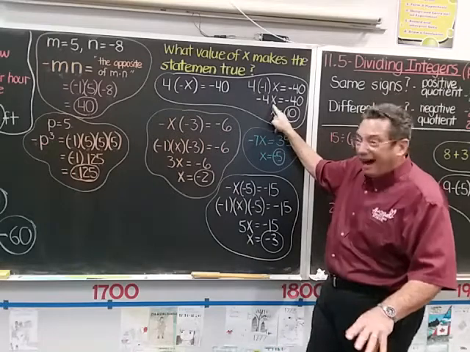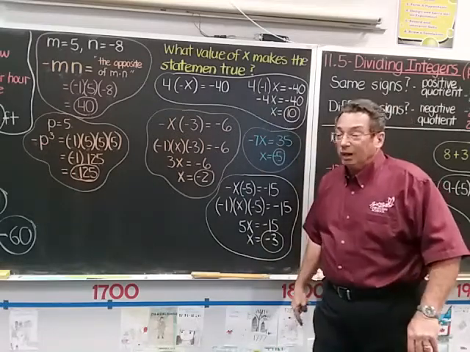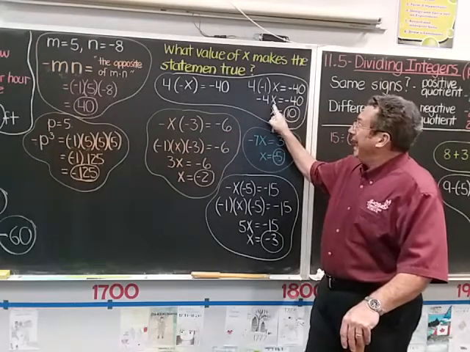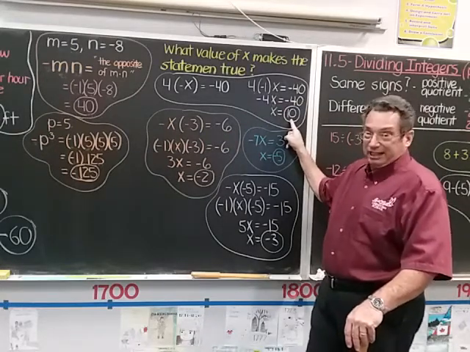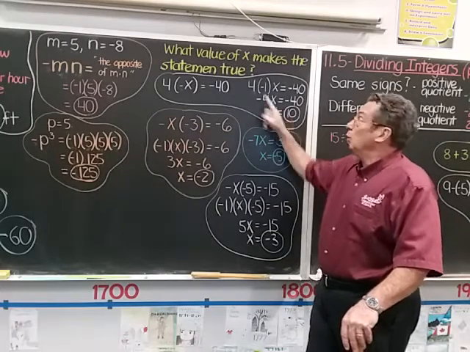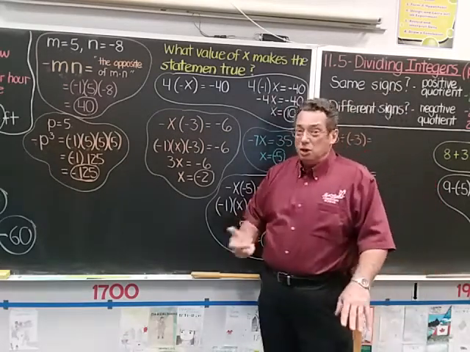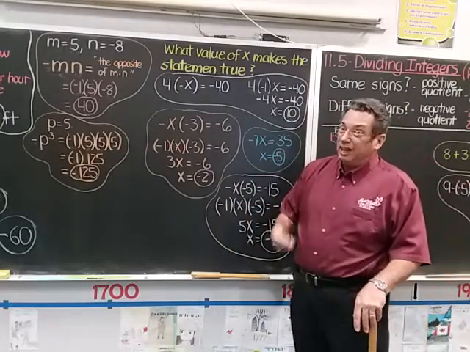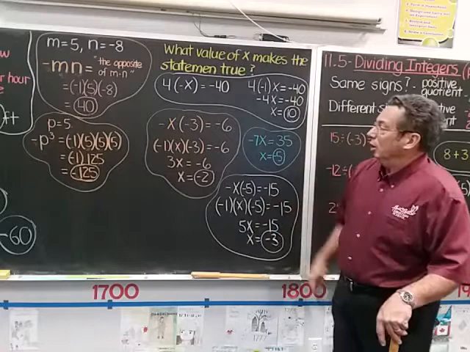Negative 4 times what equals negative 40? Well, if I say negative 4 times negative 10, it would be a positive 40. X is going to have to be a positive 10 in this case. All right? So again, if you solve this using what I call that negative in front of a variable equals negative 1 times a number, it will get you through it all the time.